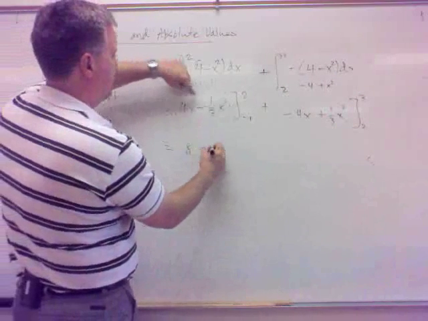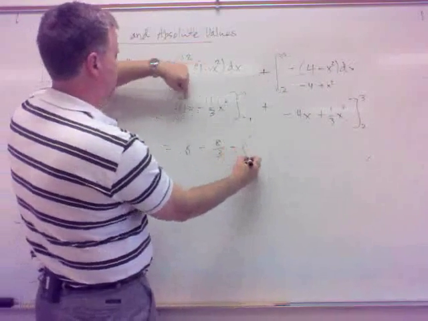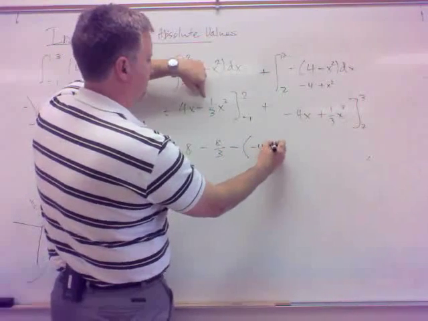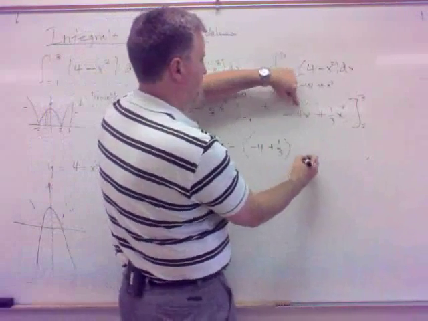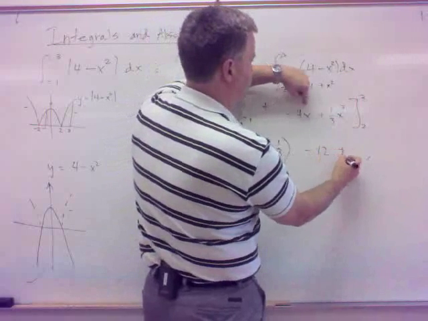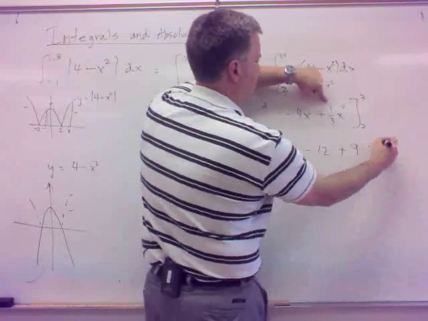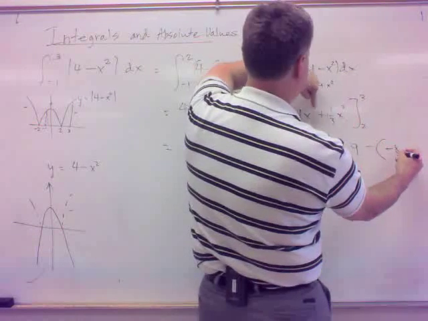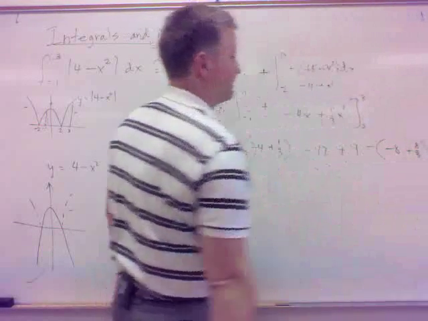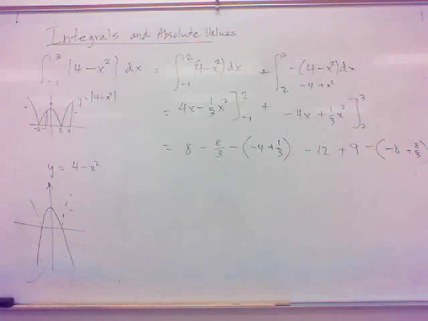So that would be 8 minus 8/3, doing this quick, negative 4, negative 1, so it would be positive 1/3. Then over here I have minus 12 plus 27 over 3 is 9. Minus, plug in 2 would be negative 8 plus 8/3. So if we get all that, let's see. 6 minus 16/3. Okay, we got plus 4 minus 1/3 minus 12 plus 9. I got 11 1/3.